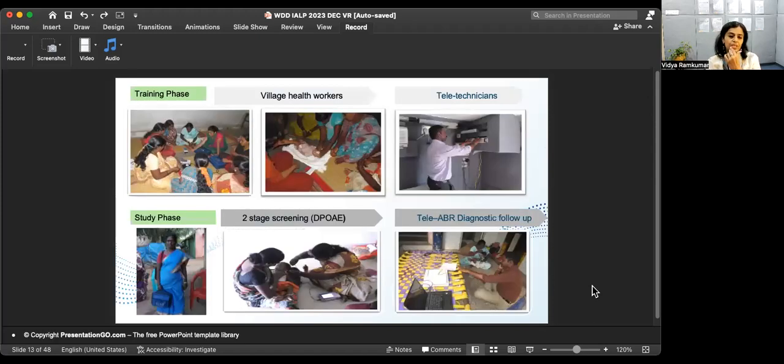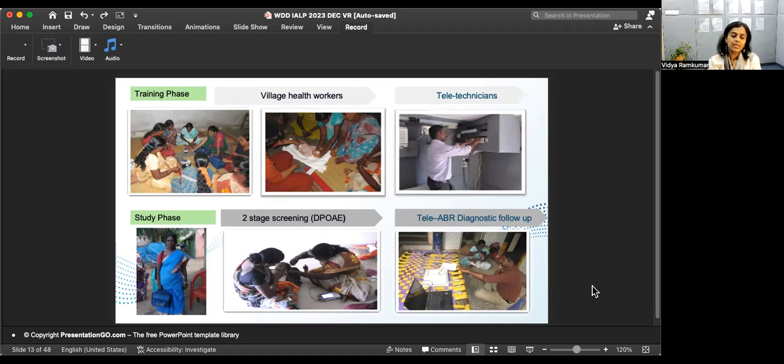So what we did was we trained community or local village health workers. They were usually just volunteers through the NGO to be able to do otoacoustic emission screening in person in these communities. We also had to train technicians to deploy satellite internet because in 2009-2010, when we started, we did not have much broadband internet in these places. So we used, I'll show you in the next slide, a fancy van with a large dish antenna, and we had to deploy that to get some internet.